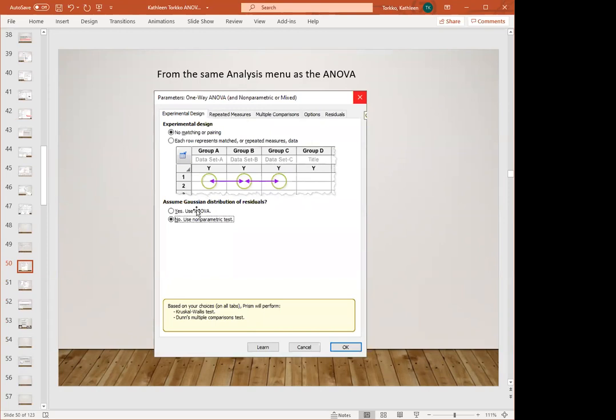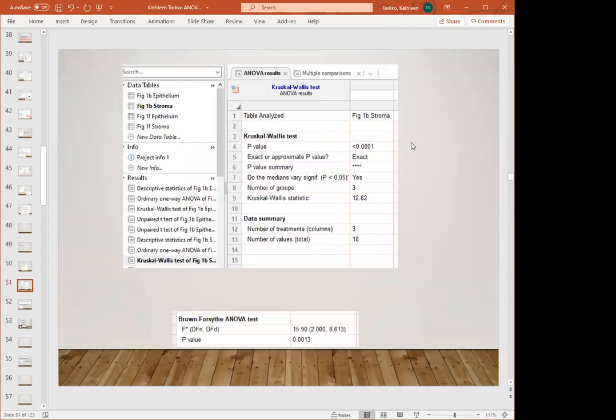So in the menu, you go down here with the no matching. If you're going to run the Kruskal-Wallis, you ask for the non-parametric test, and it tells you to do the Kruskal-Wallis with the Dunn's multiple comparisons. Here is the result. We came up with the same result. This is on the stroma data. Here I have the Brown-Forsythe test for the stroma data of 0.001. This came out a bit higher, but the conclusions are the same, even though the p-value is smaller here. You do have a case where you have a significant result. So you say there is at least one group that is different.